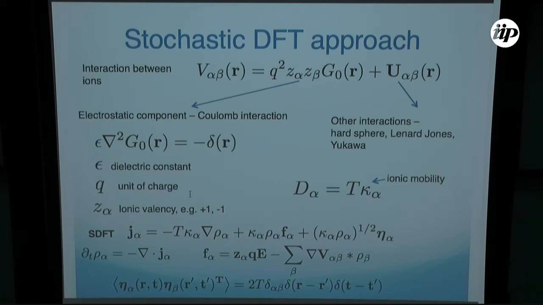So let me have a look at this stochastic DFT approach. Basically, we're going to have an interaction potential. The first term is the Green's function, the Coulomb interaction. Z alpha, Z beta is just the valency. So for an ordinary salt, Z alpha would be, say, 1 or minus 1, depending if you're looking at positively charged or negatively charged ions. Now, you can put other interactions in here, and I'll talk about other interactions later.